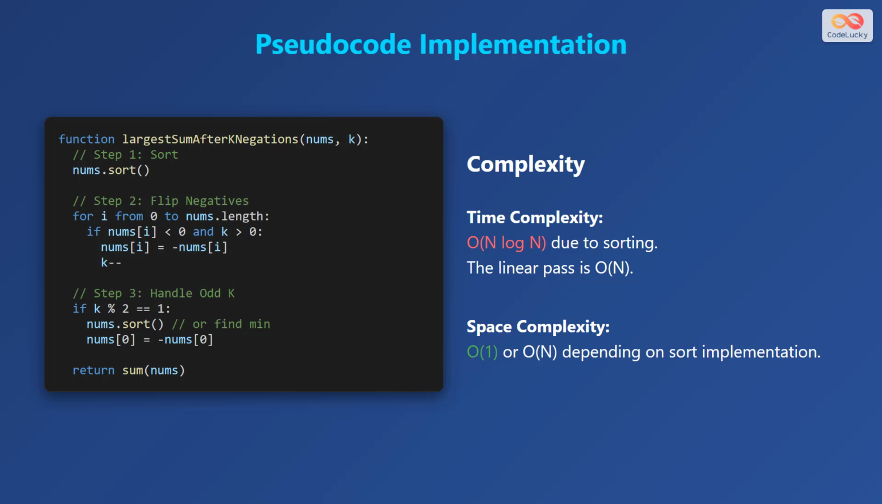Here is the pseudocode logic. We sort the array, iterate to flip negatives, and then handle the odd k case by sorting again or finding the minimum. The time complexity is dominated by the sorting step, making it O of n log n, and the space complexity is constant or O of n depending on the sorting algorithm.